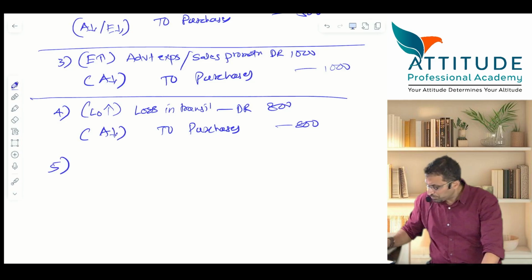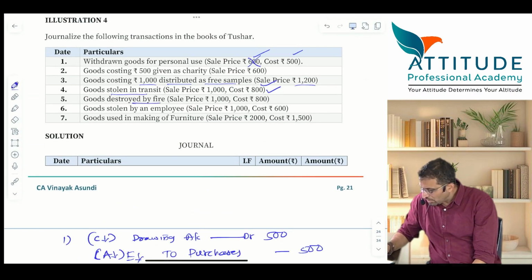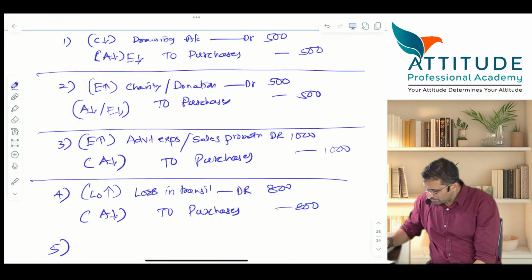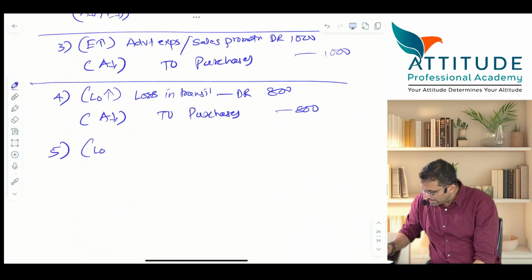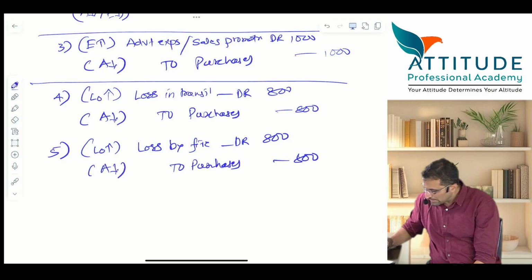Fifth. Loss by fire account debit. Loss increases. Loss by fire debit 800, to purchases 800. Asset reduces.